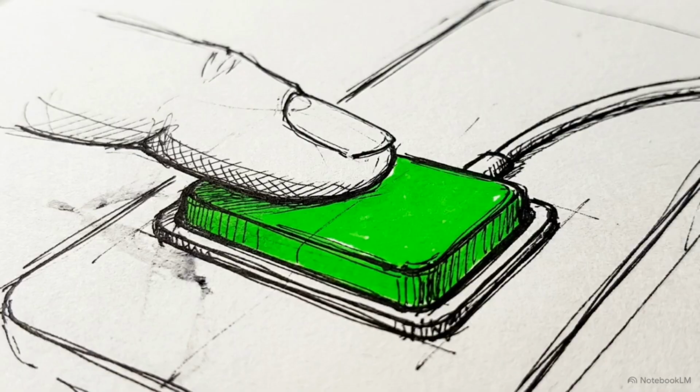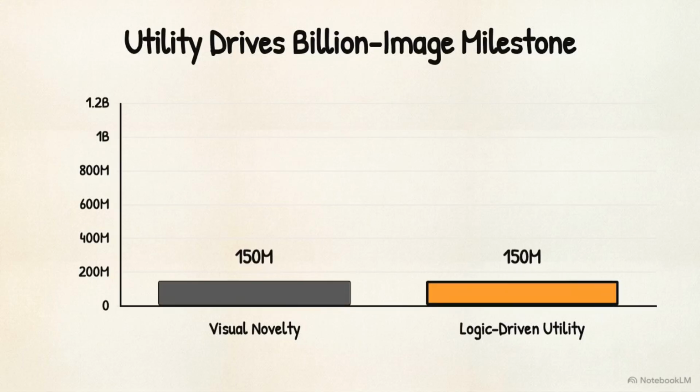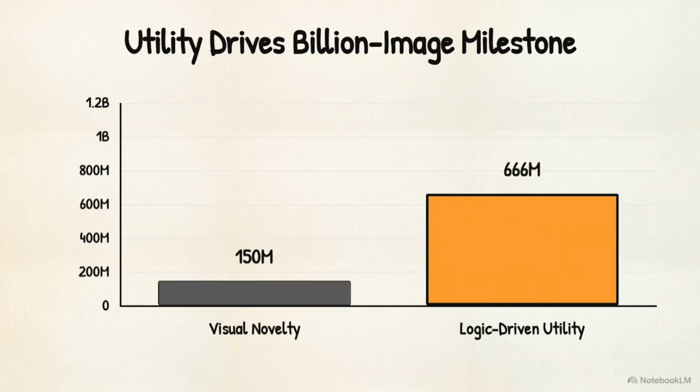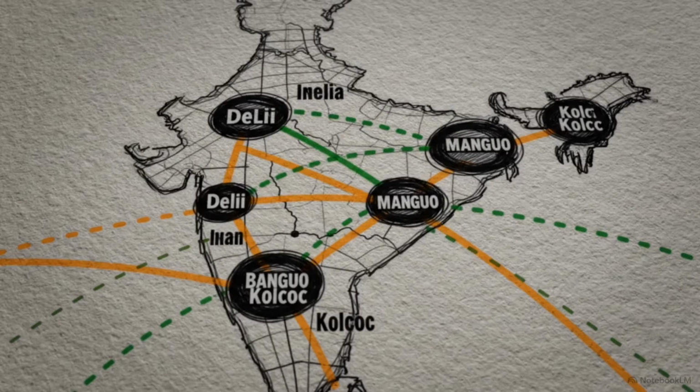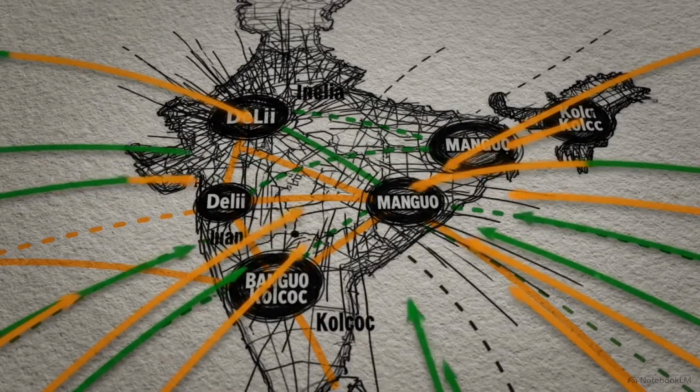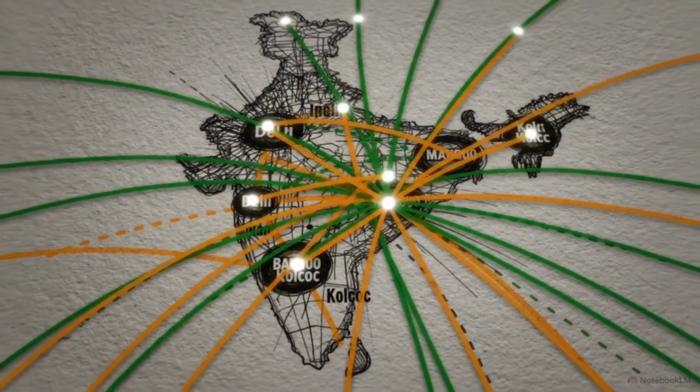When users commit reasoning model tokens to the generation of functional QR codes, it demonstrates a segment of the market that has transitioned from seeking visual novelty to demanding reliable, logic-driven tools. At the macro scale, these complex multi-step workflows are now being executed millions of times per hour across India. Looking back at the initial adoption curve, we can now read it as a roadmap of product evolution.